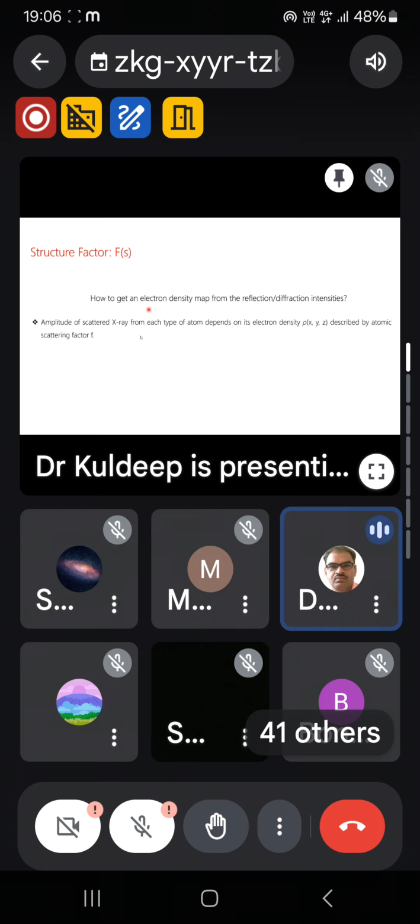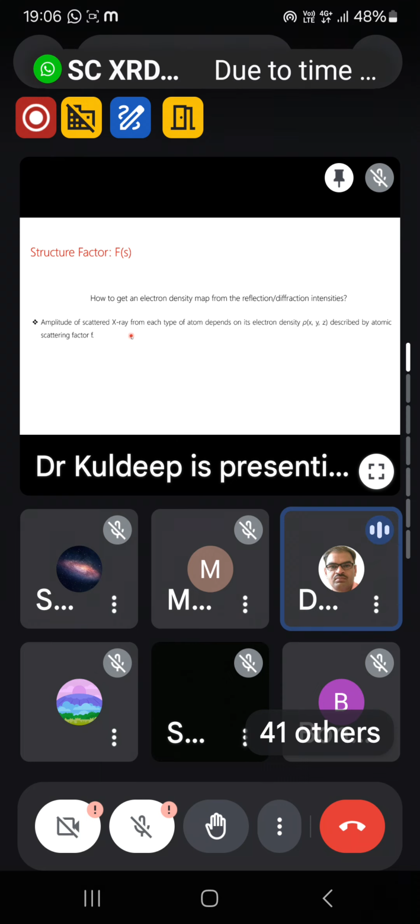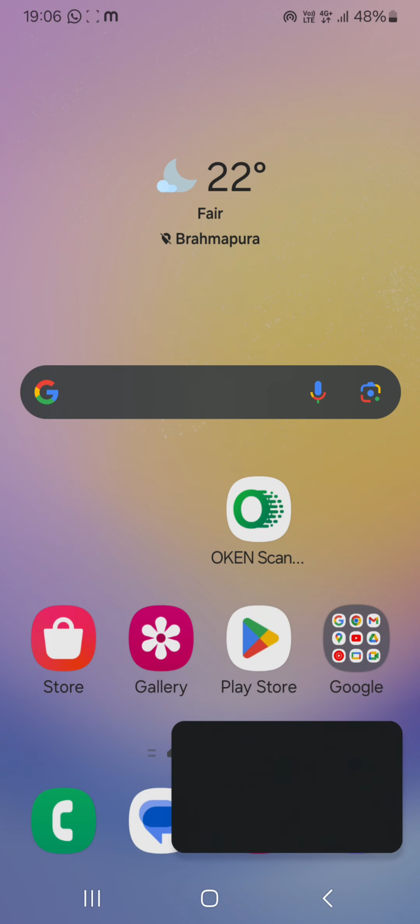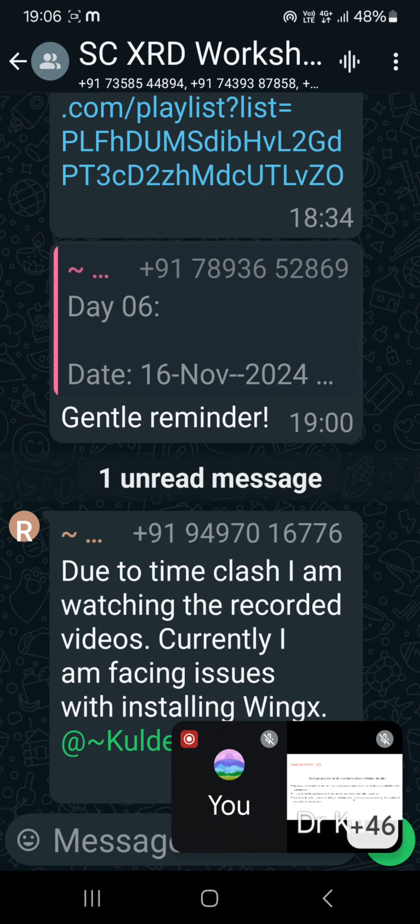The amplitude of scattered X-ray from each type of atom depends upon its electron density, described by the atomic scattering factor f. So there are two things, small f and capital F. Small f is the scattering factor defined for a particular kind of atom, and capital F is the structure factor defined for the whole molecule. F is used to describe the scattering vector for each atom for one reflection, with Miller indices h, k, and l. And the sum of the scattering vectors is the molecular scattering factor F, also called the structure factor, which can be calculated by applying the Fourier transform.